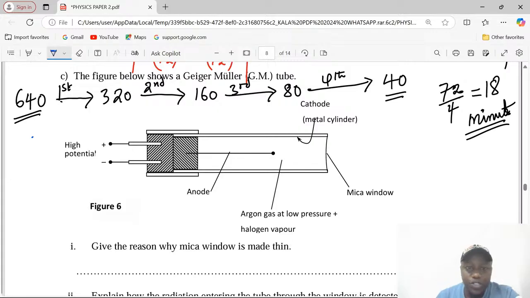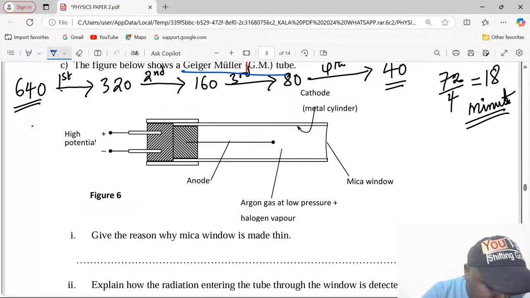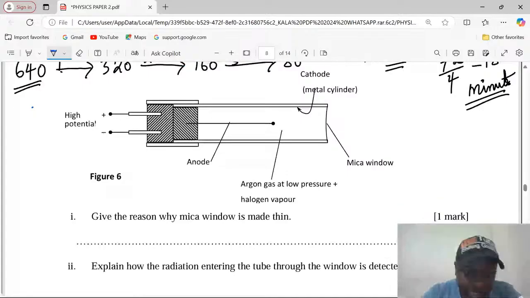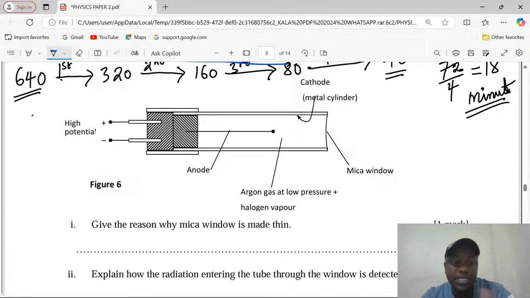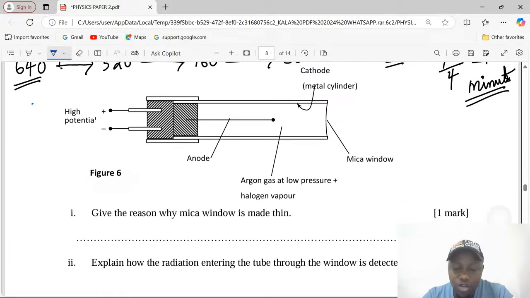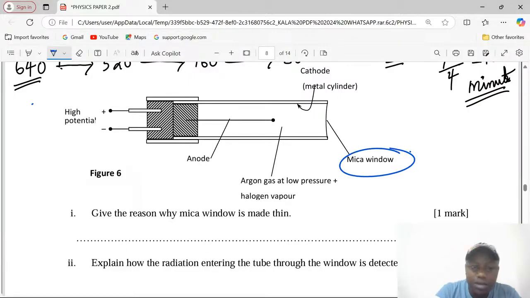The figure below shows a Geiger-Müller tube, the GM tube. Now in the GM tube, what is the question here? I think we can see the high potential there. You can also see the cathode, which is the metal cylinder. We can also see the anode. Then there is argon gas at low pressure plus halogen vapor. Then there is the Mika window.